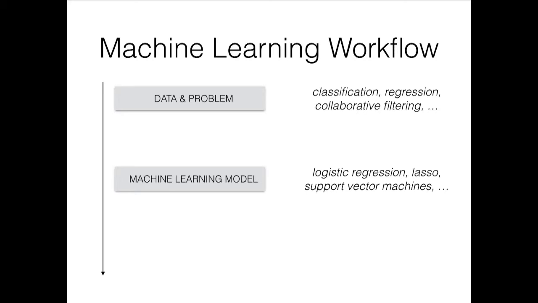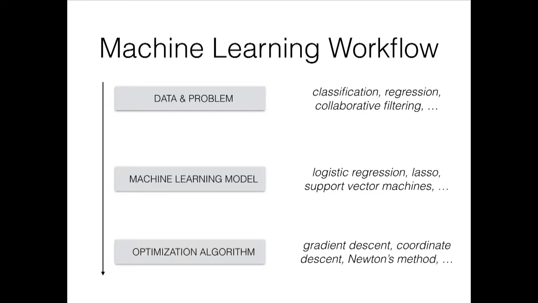But underlying this, you'll have a machine learning model that you select, like logistic regression. And a really important step here is that the way to solve these models is by solving an optimization objective. And so the way that we do that is by using an optimization algorithm.